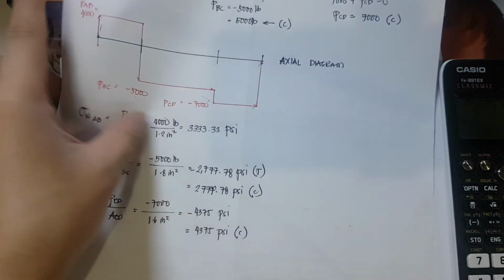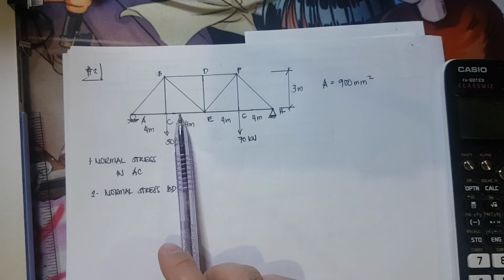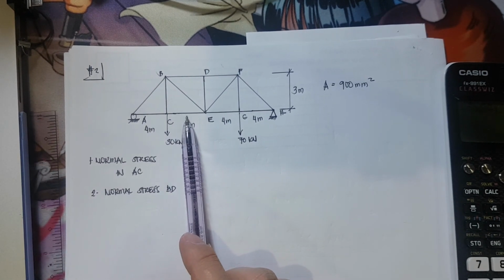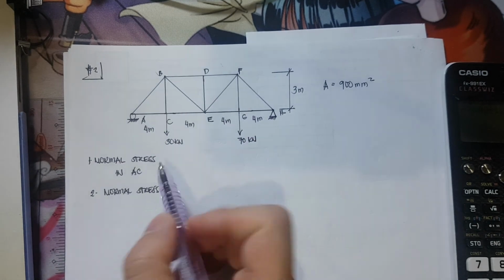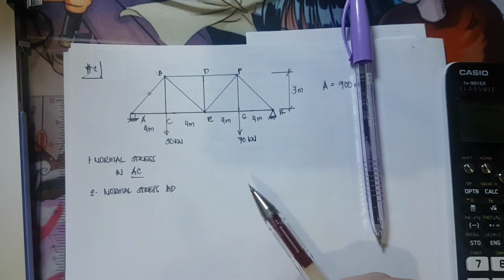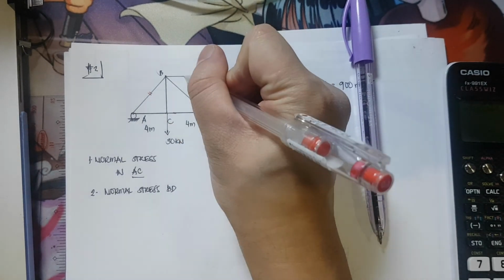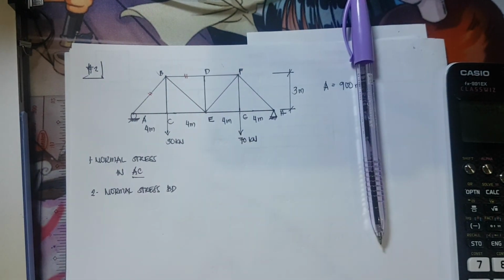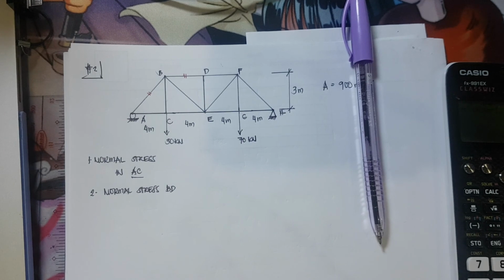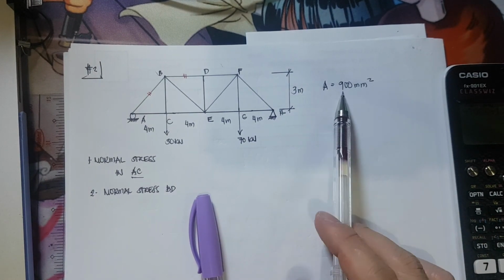Okay, so let's have problem number 2. For the truss shown, we need to calculate the normal stress in AC, and next we have to solve for the normal stress in BD. The cross-sectional area for the members is 900 mm squared.